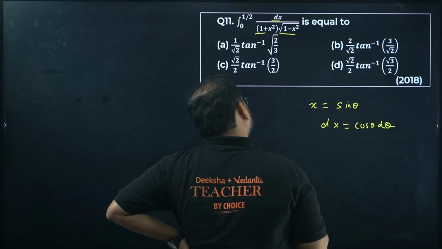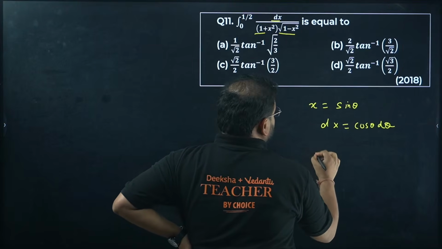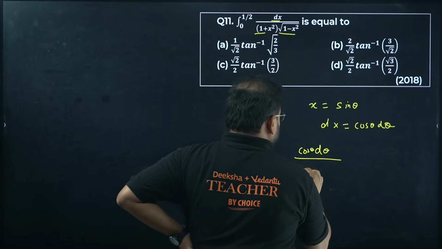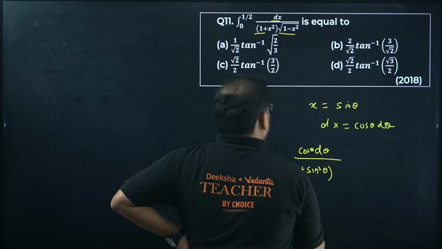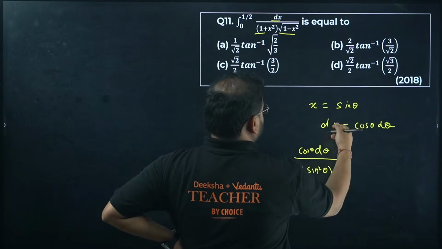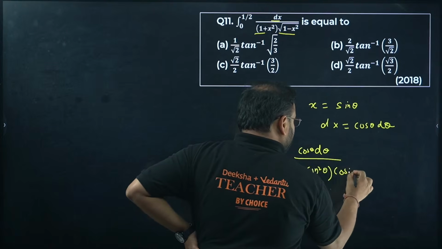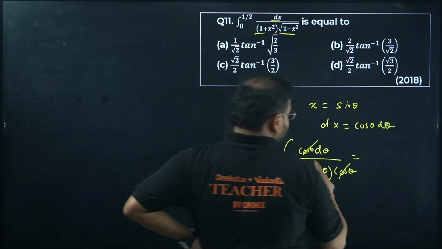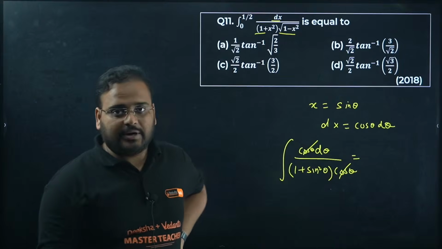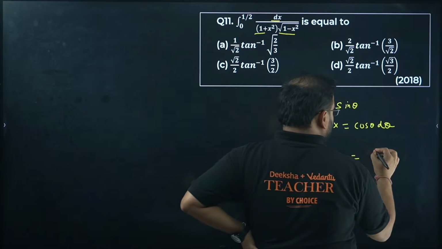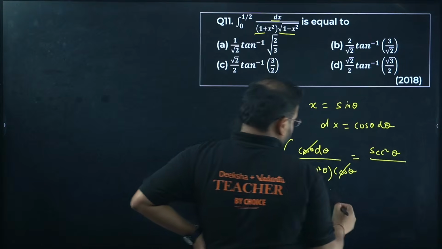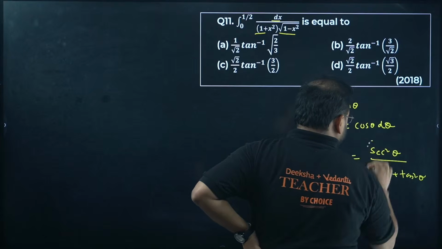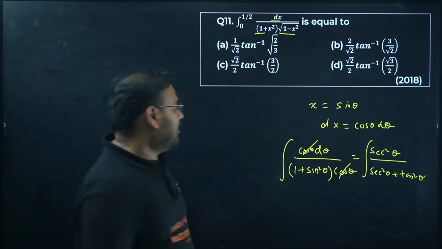When you have that, check this out. This is nothing but cos theta d theta divided by 1 plus x square, meaning 1 plus sine square theta, and we have 1 minus x square, meaning 1 minus sine square, which becomes cos square, so the root gives cos theta one more time. Cos cancels. We have only 1 left in the numerator. Now divide by cos square. We'll get here secant square theta, and over here secant square theta plus tan square theta. Of course we have d theta also.